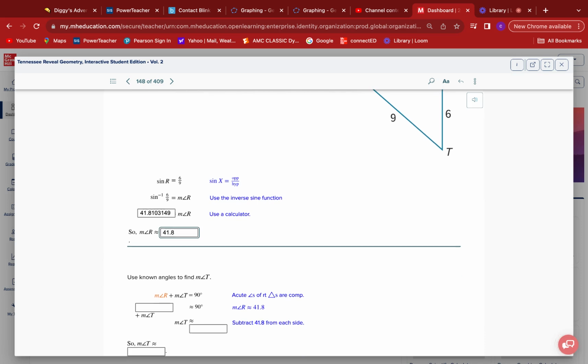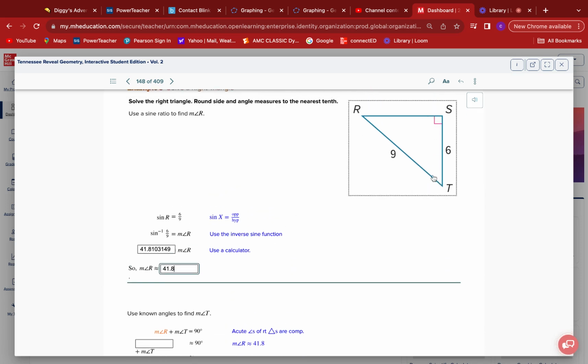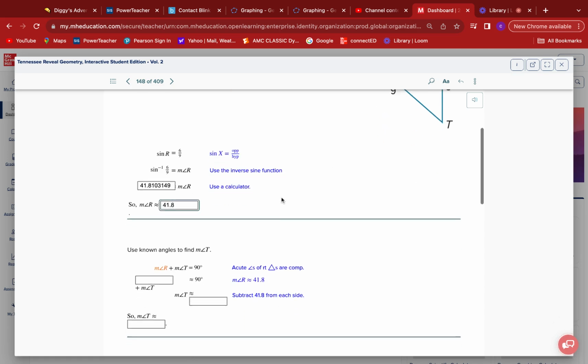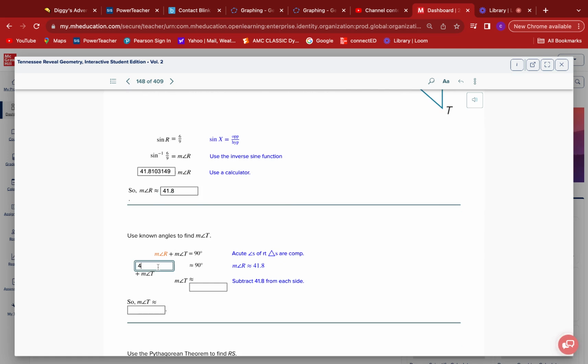All right, now the shortcut is the 3 angles of a triangle add up to be 180. So you can take 180 and subtract angle R and angle S. Or you can realize that angle R and T add up to be 90 because 90 and 90 equal 180 and do it that way. So you're taking 90 and subtracting 41.8. Angle T equals 90 minus 41.8, and you're going to end up with 48.2. 48.2, that's the measure of angle T.